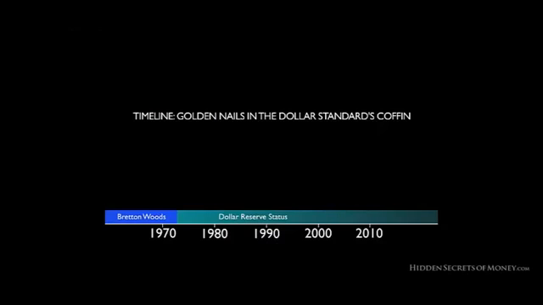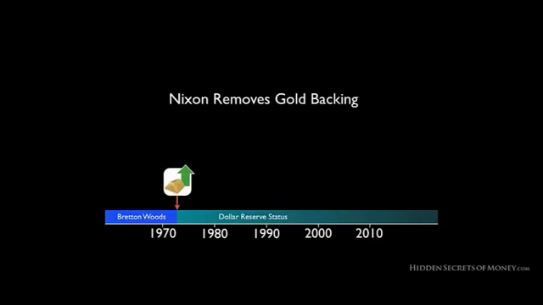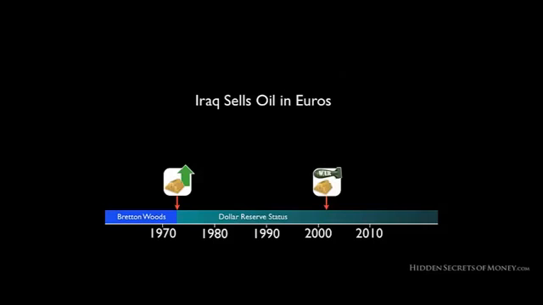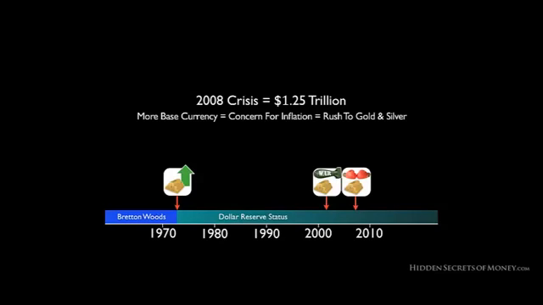This is my evidence that I think is proof that the death of the dollar is coming, and it's coming shortly. Nixon ended Bretton Woods, and we went on the dollar standard. Then the first nail in the coffin is Iraq sells oil in euros. The crisis of 2008, and we added 1.25 trillion to our base money in the United States. As we add to the base currency, people get worried about inflation. They start rushing toward gold and silver.